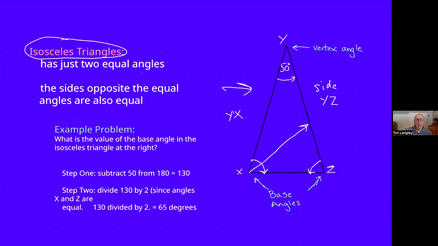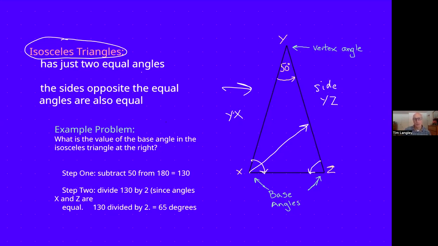All right, so in summary, what's the difference between an isosceles and an equilateral? In an isosceles triangle, only 2 angles are equal and 2 sides are equal, okay? So that's the difference, all right?